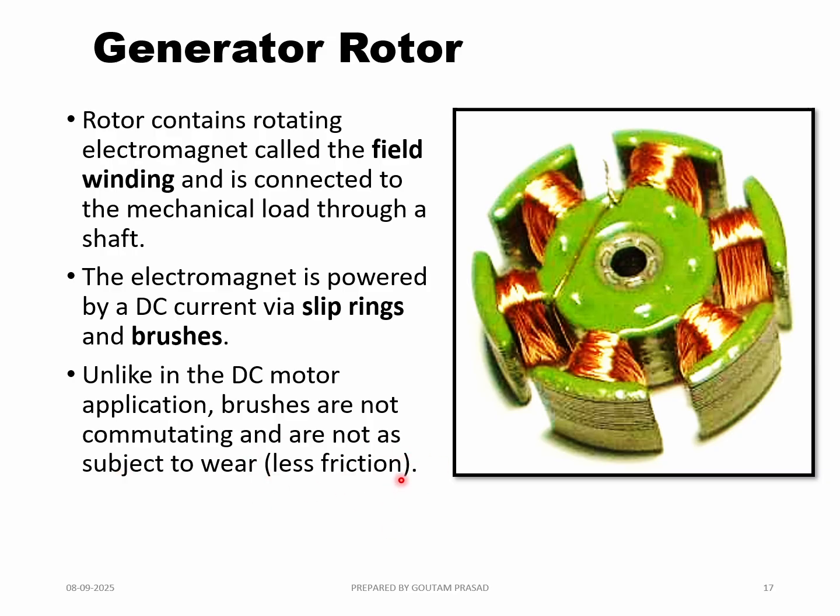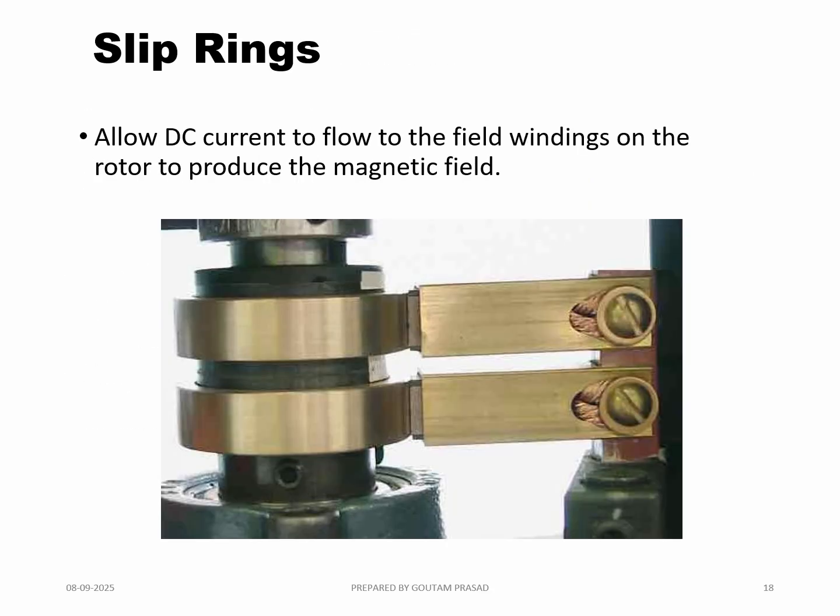As there is no commutator sort of thing in this AC generator, you don't have to bother about the frictional forces working on the brushes. They are put on the slip ring, and the slip ring is a smooth surface, which is not offering much resistance on the brushes, and that is why wear is not a problem in the case of AC generators. Let's proceed.